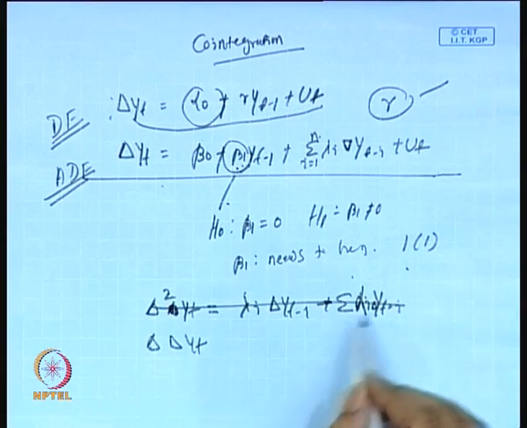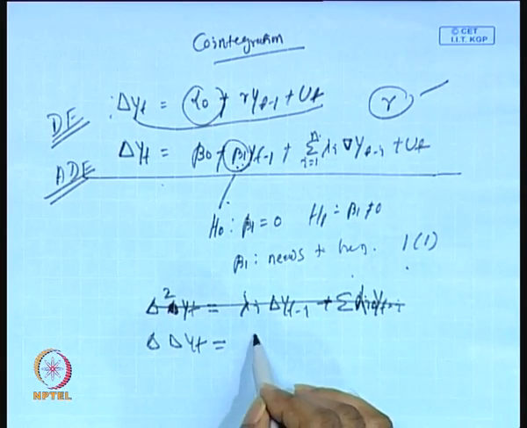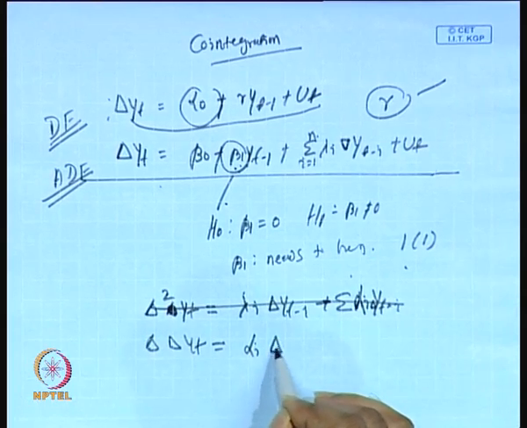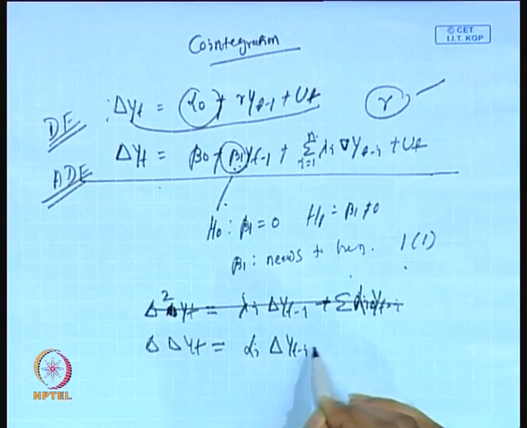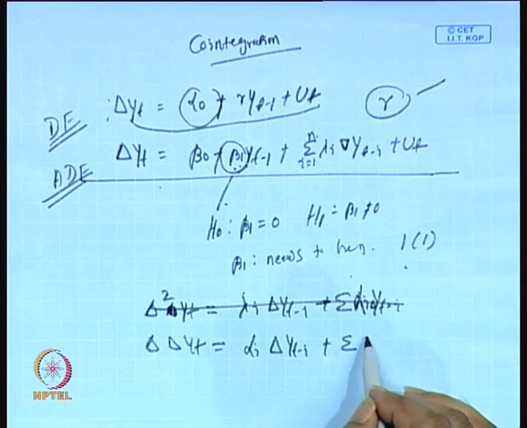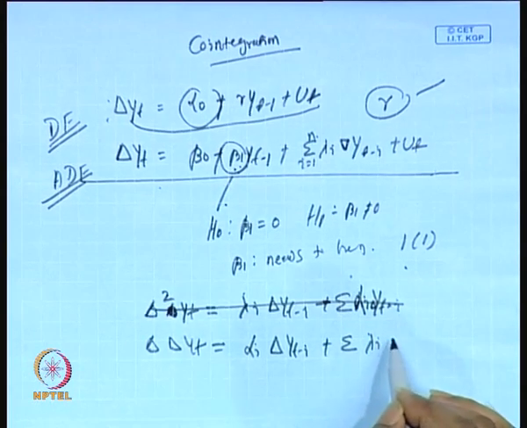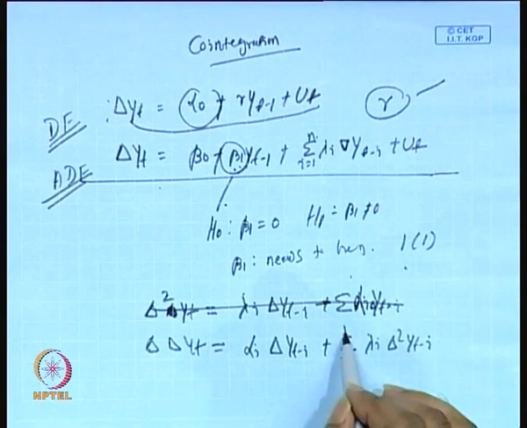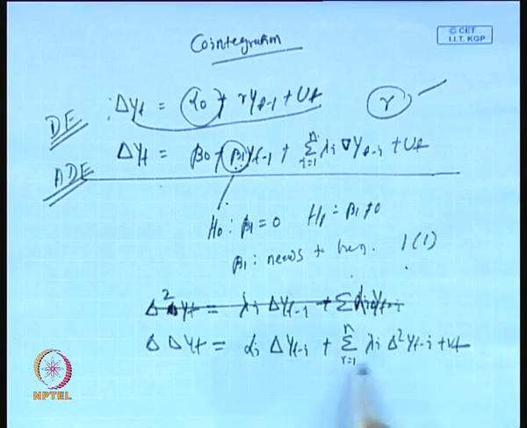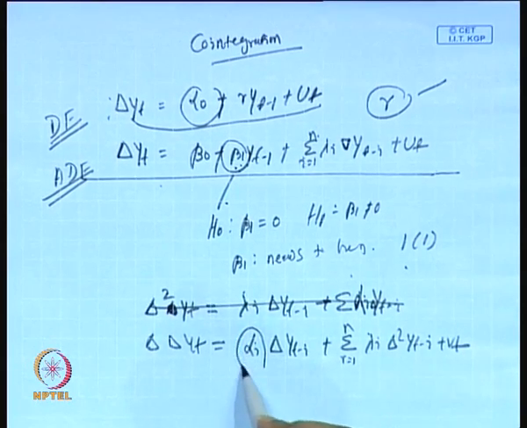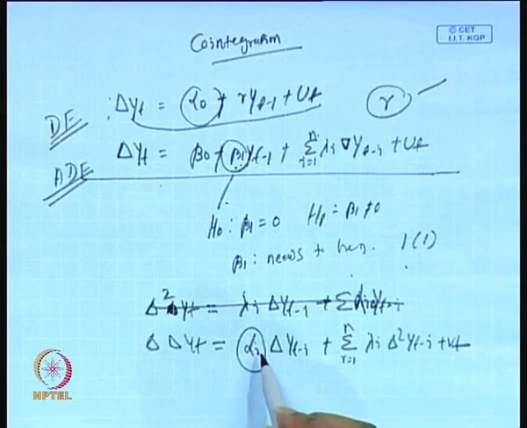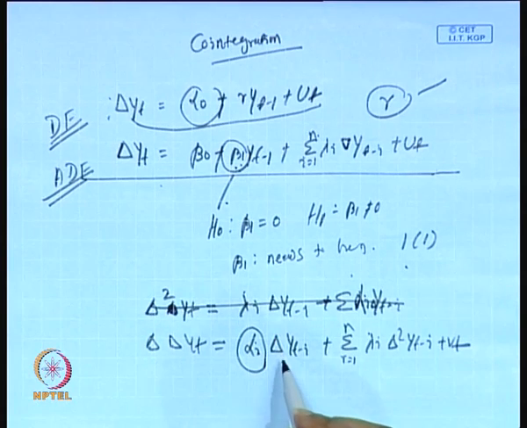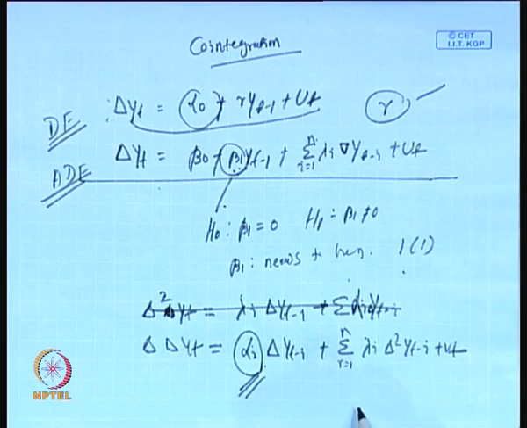Once again, I am writing here: delta y_t equals alpha_i delta y_{t-i} plus lambda_i delta squared y_{t-i}, for i equal to 1 to n, plus b_t. Now, again this is very important: lambda, this particular item, should be statistically significant.